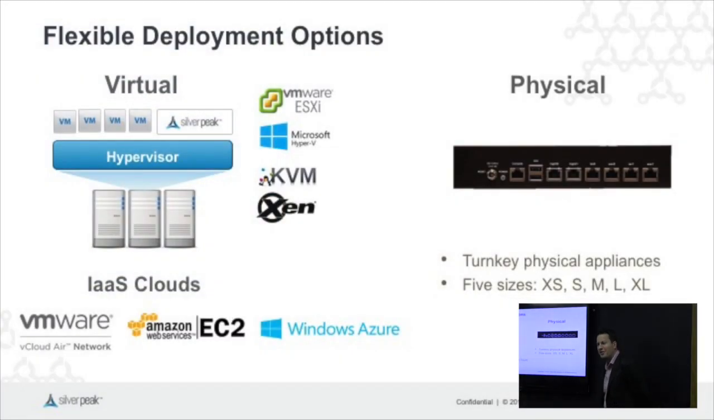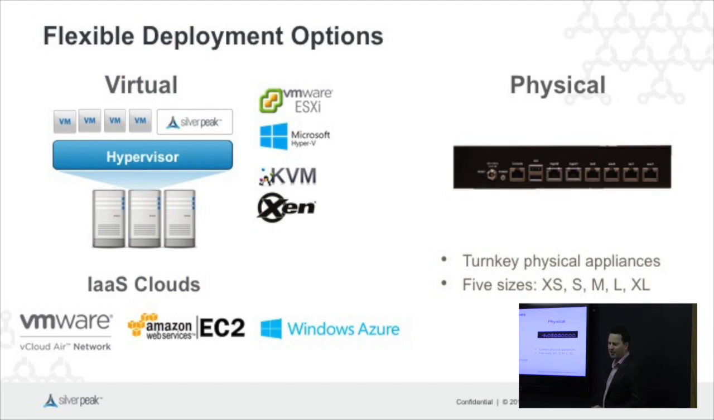I'm part of the product management team at Silver Peak, and I'm going to be talking about our launch today of Unity EdgeConnect. So when you think about software-defined networking and SD-WAN, it's product, but it's also a go-to-market. There's sort of a business model change that happens at the same time.